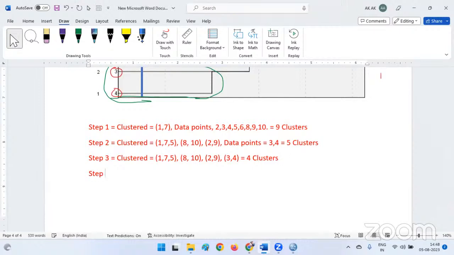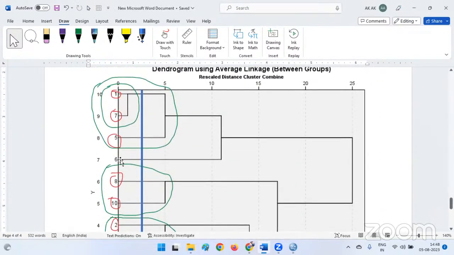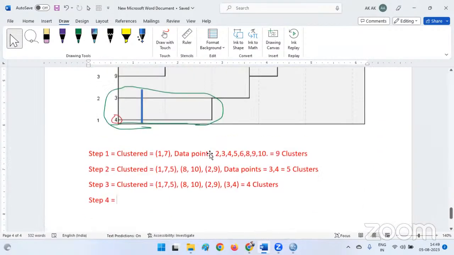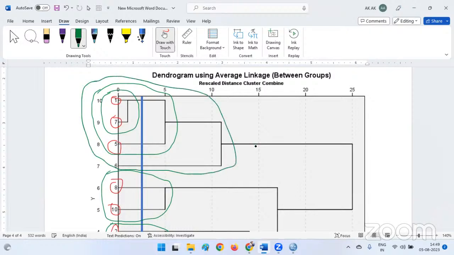Now, at step 4, one more unit joins cluster number 1: 1, 7, 5, and 6. This is the nearest one. After this, this is the whole cluster. So at the fourth stage, point 6 is joining the existing cluster. First, the cluster was formed by 1 and 7. 5 joined this, and now 6 is also joining this cluster. So let 6 join this cluster, and now this cluster is bigger. So now 6 is joining this cluster.